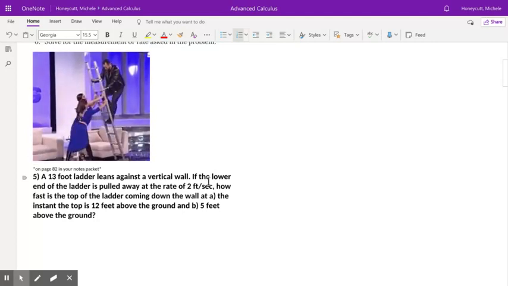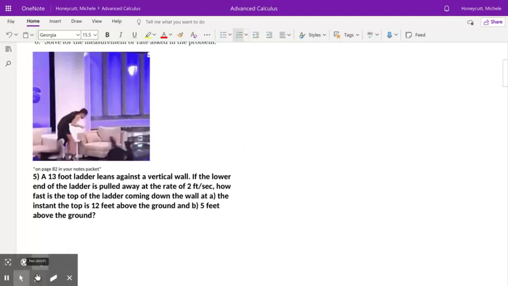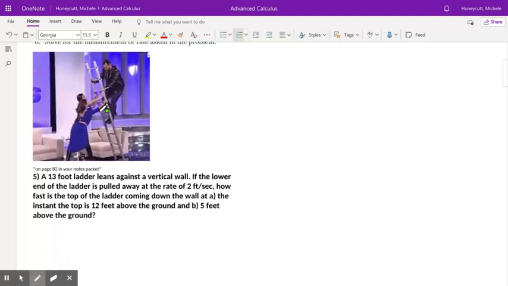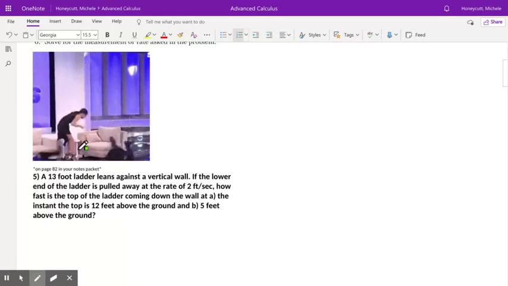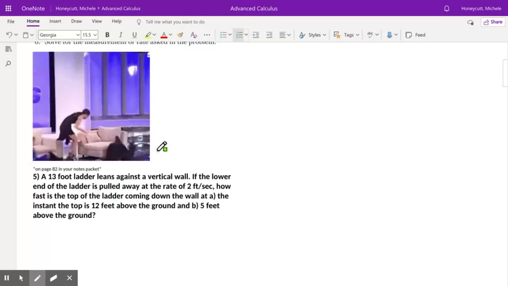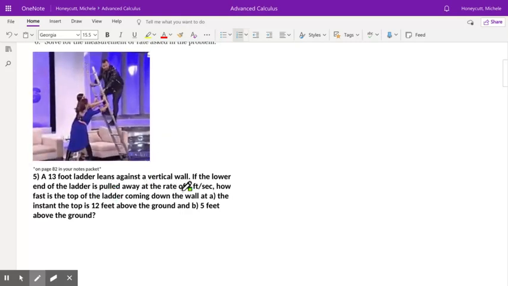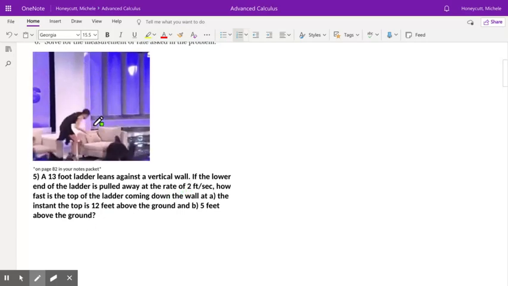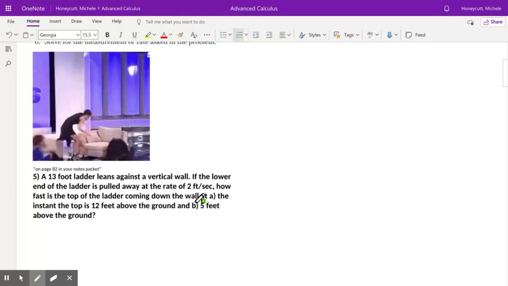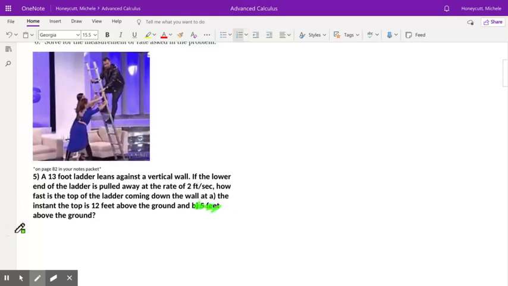But here's the problem. We've got a 13-foot ladder. It's going to lean on the wall like what this guy's doing. Obviously, this is not a good idea because he's falling, so be careful when you use a ladder. A 13-foot ladder is leaning against a vertical wall. If the lower end of the ladder is pulled away at a rate of 2 feet per second, how fast is the top of the ladder coming down the wall at the moment the top is 12 feet above the ground? We're going to do part A, but we're not going to do part B, so you can mark off part B.